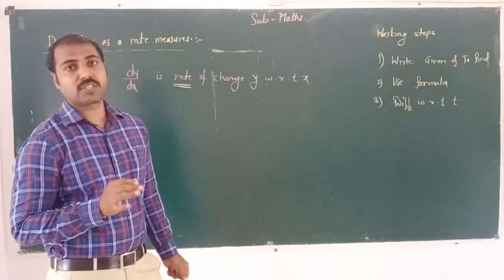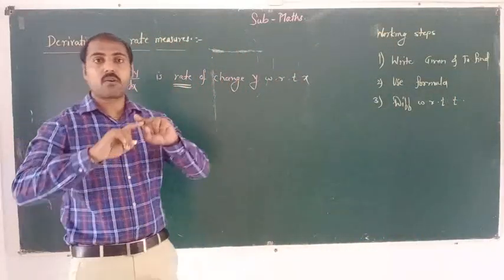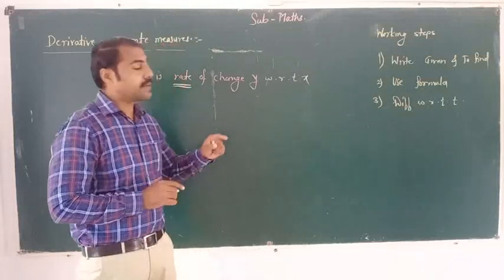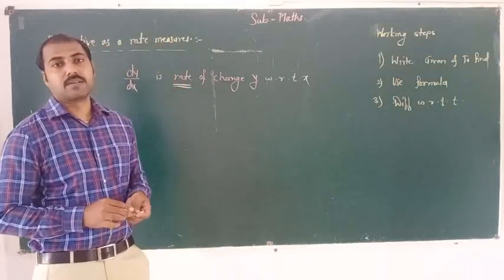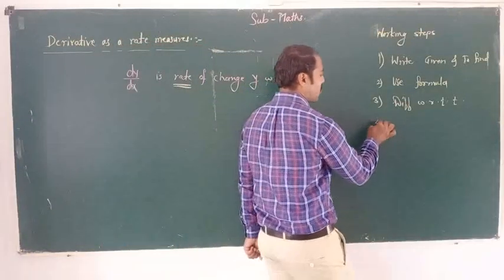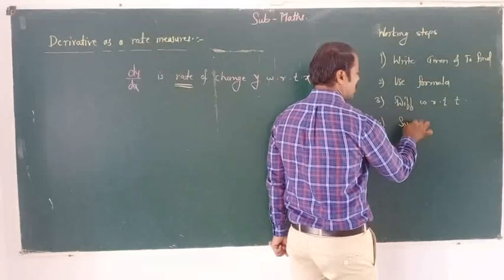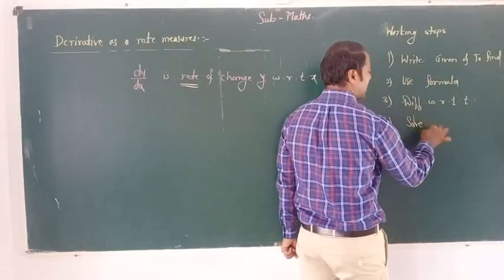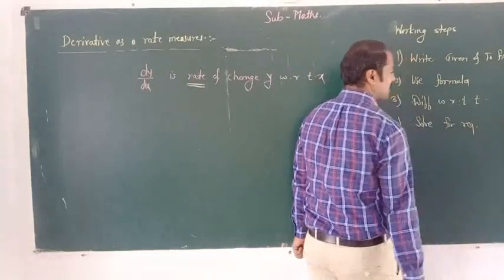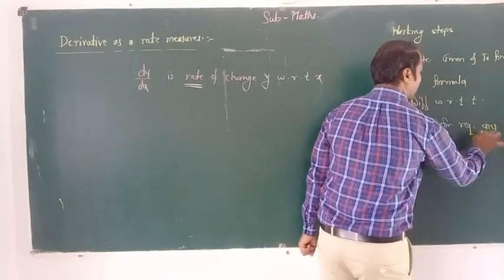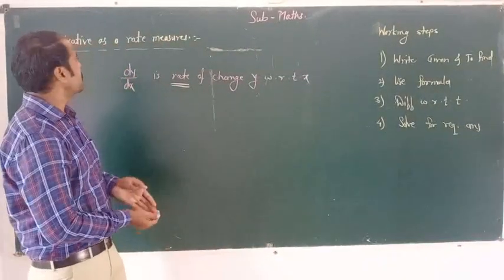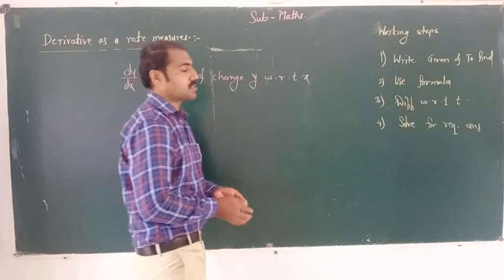Why do we differentiate with respect to t? Because all the things in the universe are dependent on time. So t is time, and we differentiate with respect to t. And the fourth step is to solve or simplify for the required answer. These are the working steps to solve examples on derivative as a rate measure.